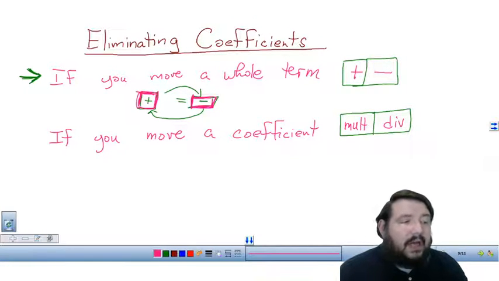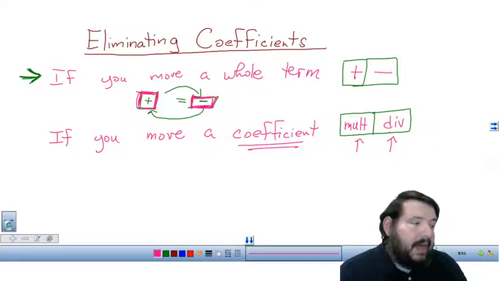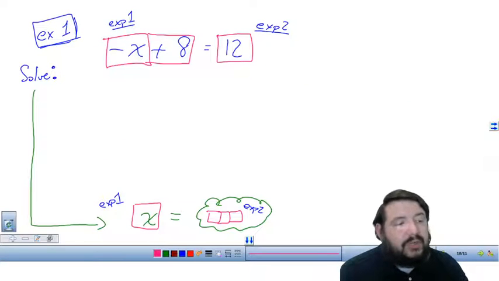Well, if you only need a coefficient, meaning the number in front of the variable, to disappear, you can use multiplication and division. The same as when you move plus over, it becomes minus, if you move a multiplier over, it becomes a divider. Okay, so let me show you what I mean by that. It's much easier when you see it in action.